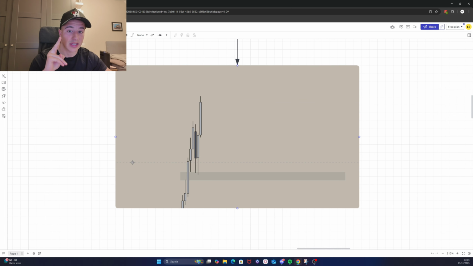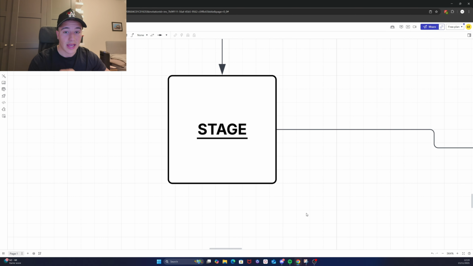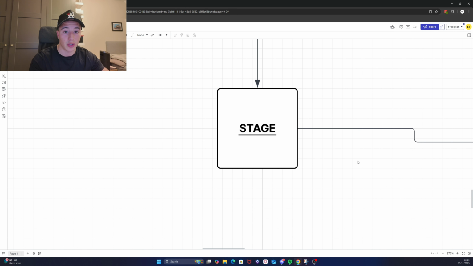So now moving on to step two, we have the stage area. Our stage area is where we stage our trades. We are not taking trades directly from here when the price taps our stage area. We are looking to stage our trade. We're not looking to just enter straight away. We are looking to stage our trades from these areas. So we've got our direction.